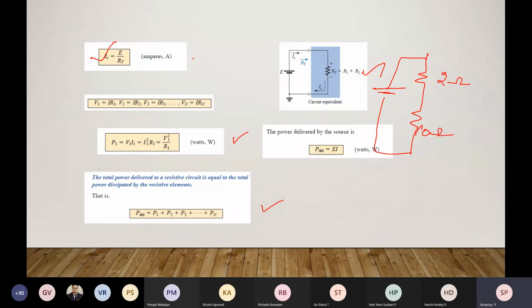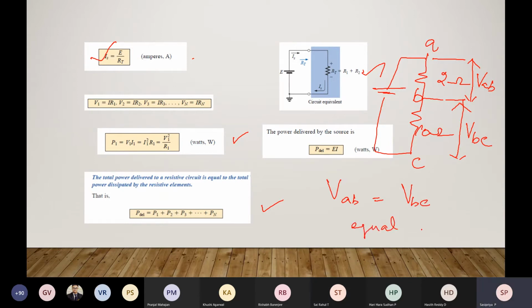Now the question is, let us name the points A, B, C. I measure the potential difference between A and B, and I write it as VAB. Now I measure the potential difference between B and C, and I write it as VBC. So now I have a question for you. Will these two, VAB and VBC, be equal or not equal? Not equal. Why is it not equal?